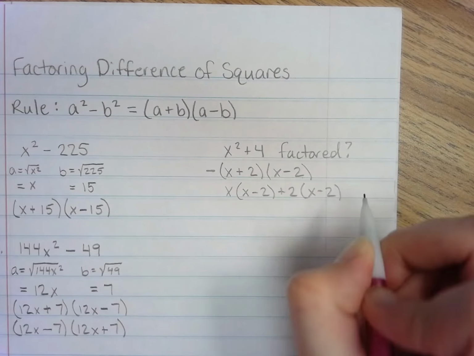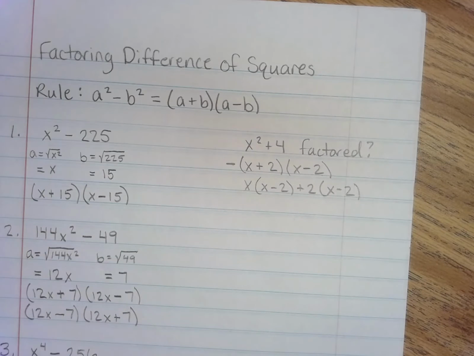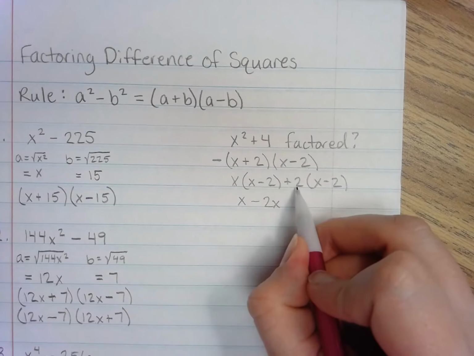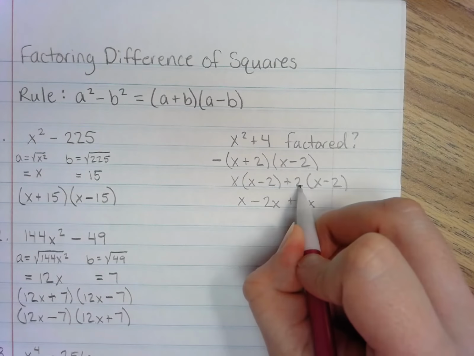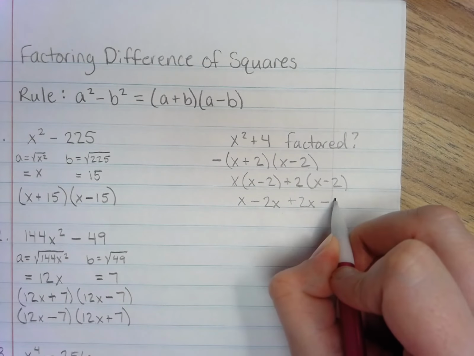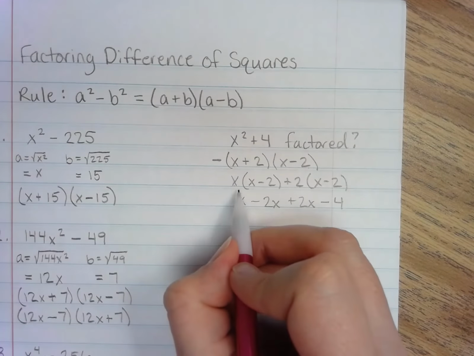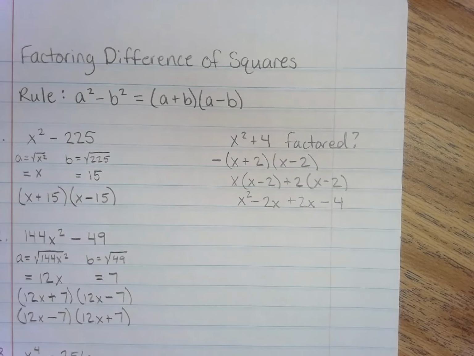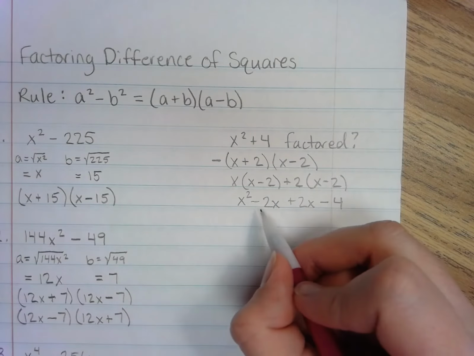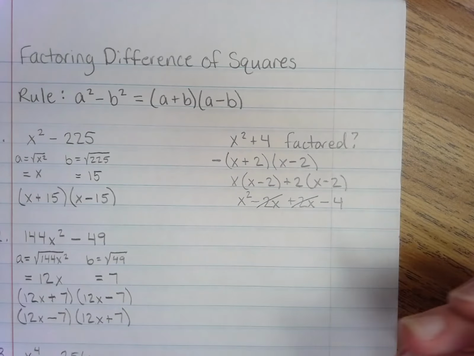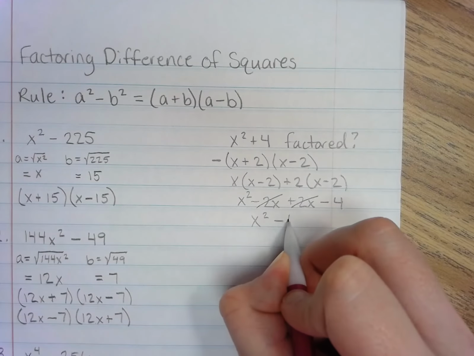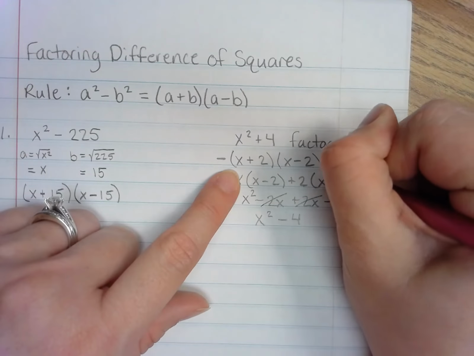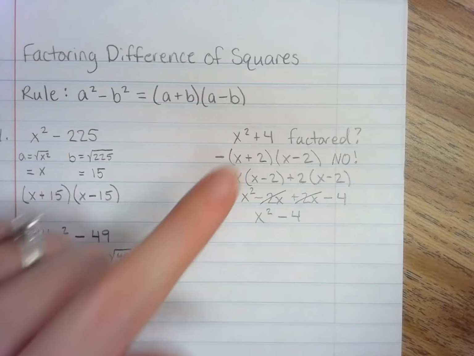X minus 2. So x times x is x squared. X times negative 2 is negative 2x. 2 times x is 2x. And 2 times negative 2 is negative 4. And I left off my exponent. X times x is x squared. Always go back and check over your work. So notice here, the negative 2x and positive 2x will cancel. So we have x squared minus 4. That was not what we originally started with.